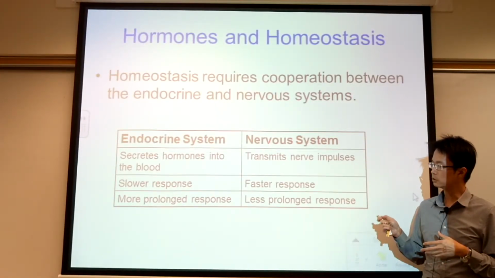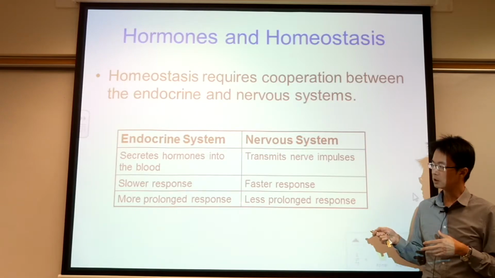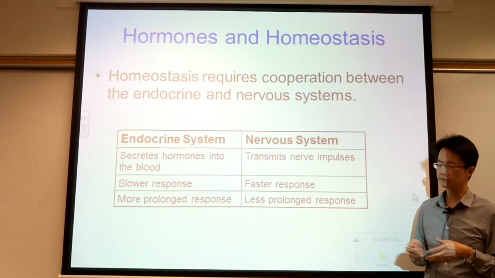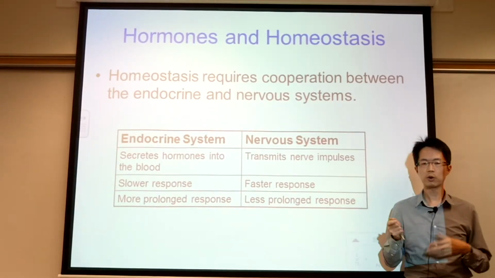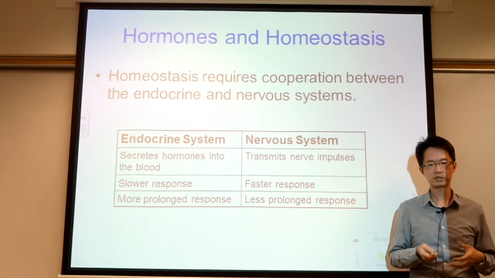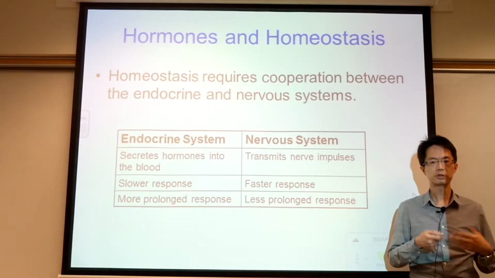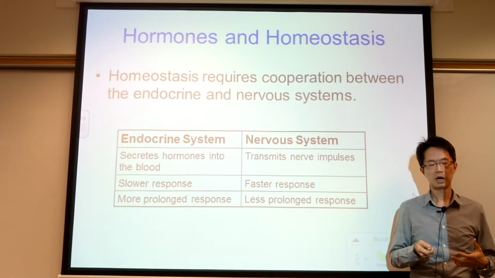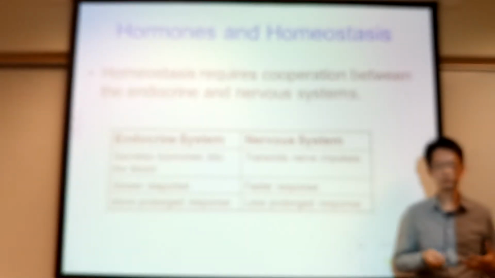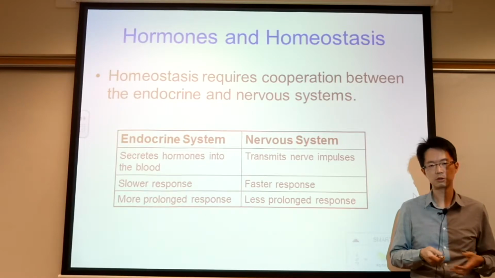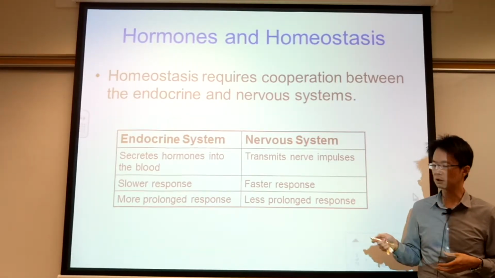So as long as the nervous system stops sending the action potential, then the effect will stop. But the hormone has a longer effect, because even when the endocrine gland stops secreting the hormone, you still have the hormone in the bloodstream. It takes a while before the body breaks down the hormone.